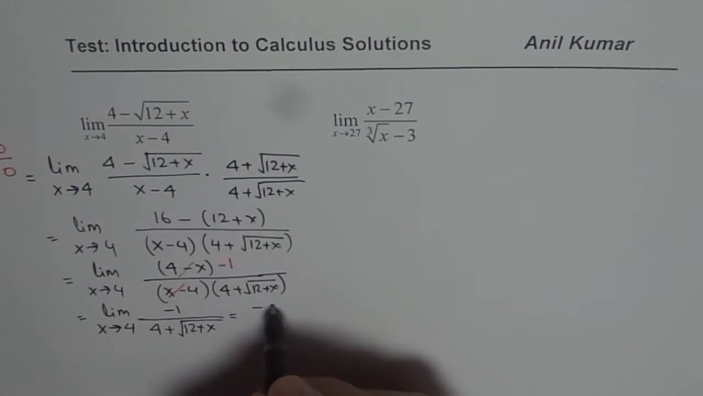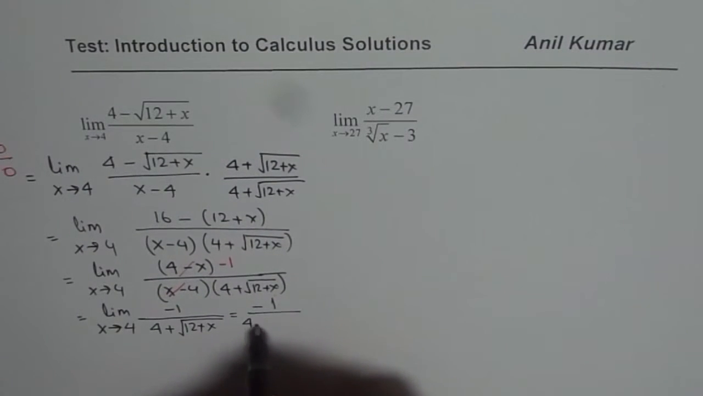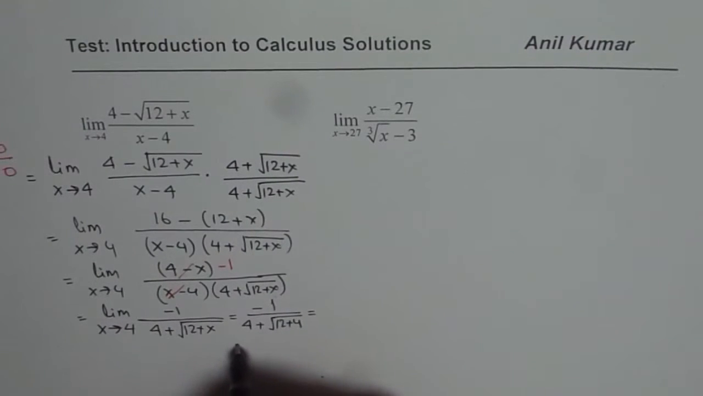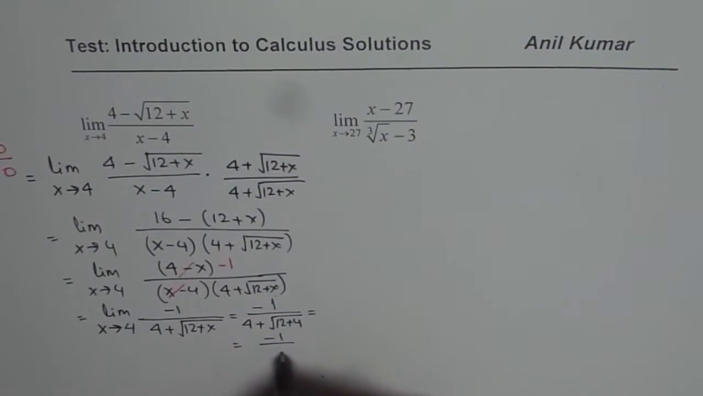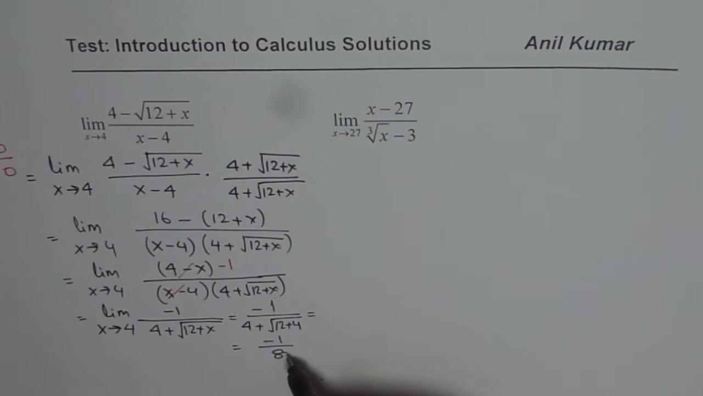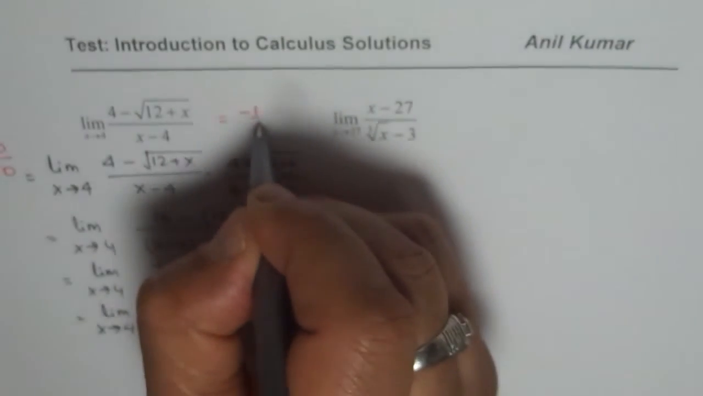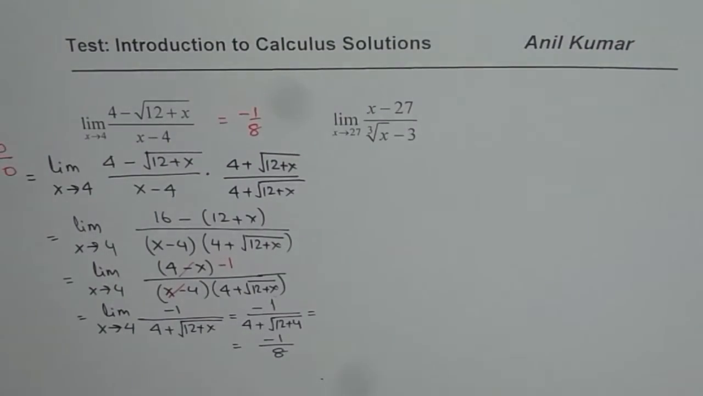So we get minus 1 over 4 plus square root of 12 plus 4. 12 plus 4 is 16, and square root of 16 is 4. So when you simplify this, you get minus 1 over 8. So minus 1 over 8 is the solution for this particular question. That is how you should get it. Now let's do the next one.